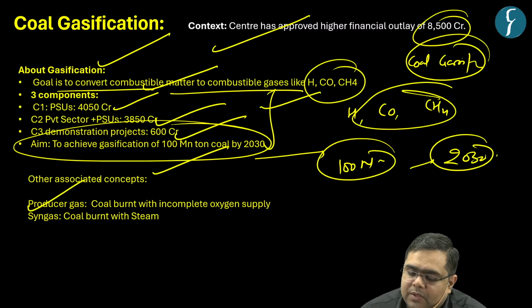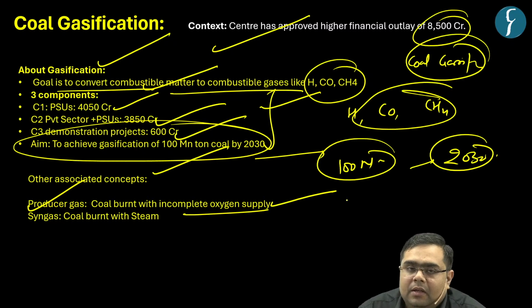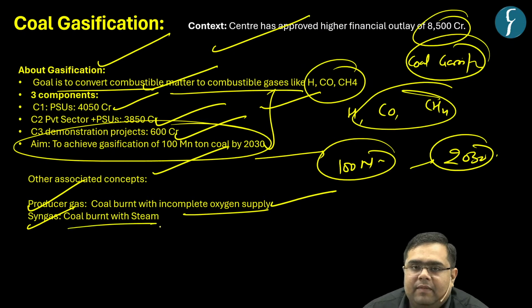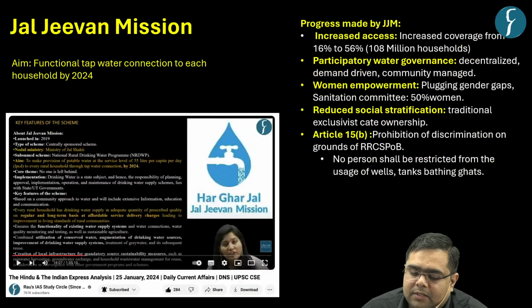Right. What are the other associated concepts with respect to coal gas? First one being producer gas. When coal is burnt with incomplete oxygen supply, it leads to the formation of producer gas. And synthetic gas or syngas: when coal is burnt with steam, that is heated water obviously, it again leads to the formation of synthetic gas.